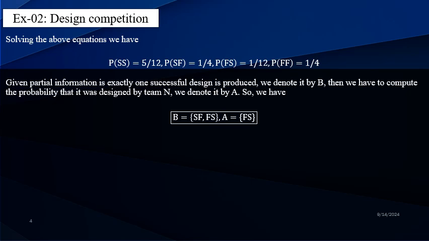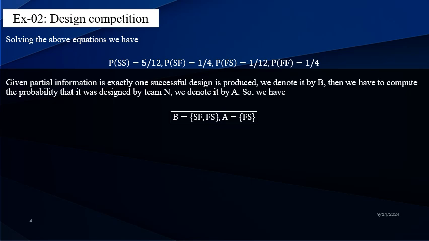First, what is the partial information? Exactly one successful design is produced. What does it mean? It is dealing with SF and FS. There you observe exactly one. So that we call the given partial information, and we denote it by B.